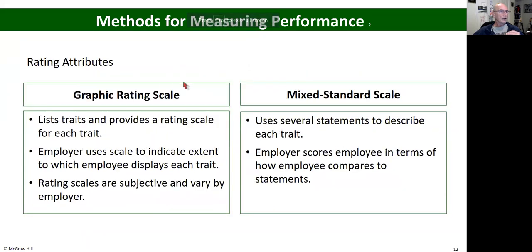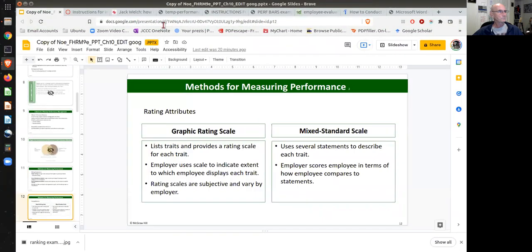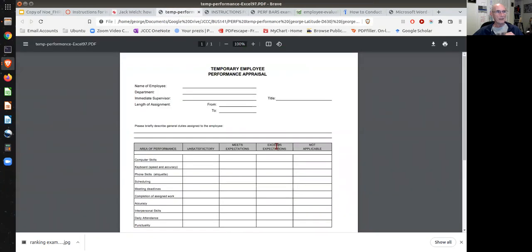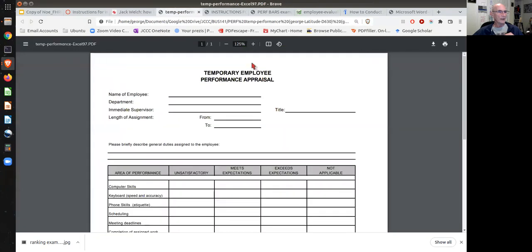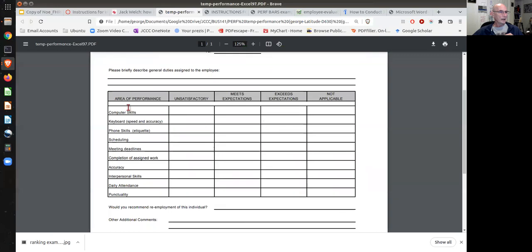Okay. Now, you also have situations of graphic rating scales, where you have a list of traits and you provide a rating for each of those things. So for example, this might be an example of a graphic rating scale where here are the areas of performance, okay, computer skills and phone skills and this sort of thing. And was it unsatisfactory, meets or exceeds expectations? Now, there's a lot of problems with that.